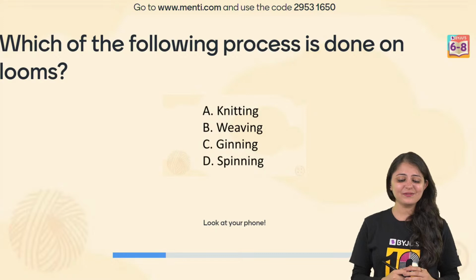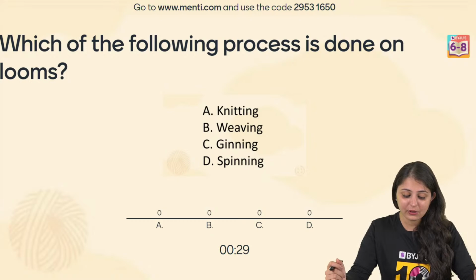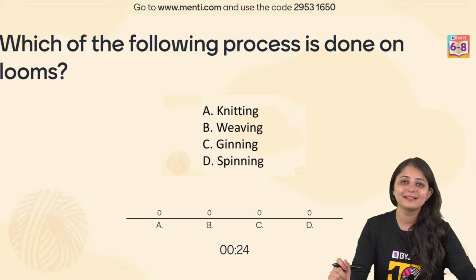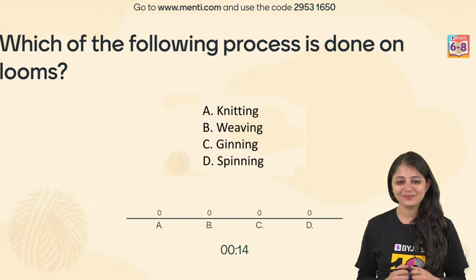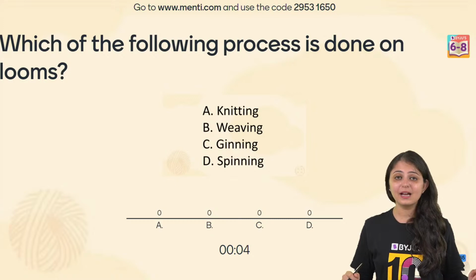Question number 15. Which of the following process is done on looms? Is it knitting, weaving, ginning or spinning? Looms pe kaun sa process hota hai? It can be hand operated, it can be power operated, but looms kis mein use ho raha hai? Figure this out quickly, all of you. Yes, this is the last question. I want all of you to be super duper excited and accurate also. Last 5 seconds for the last question. Come on, guys.